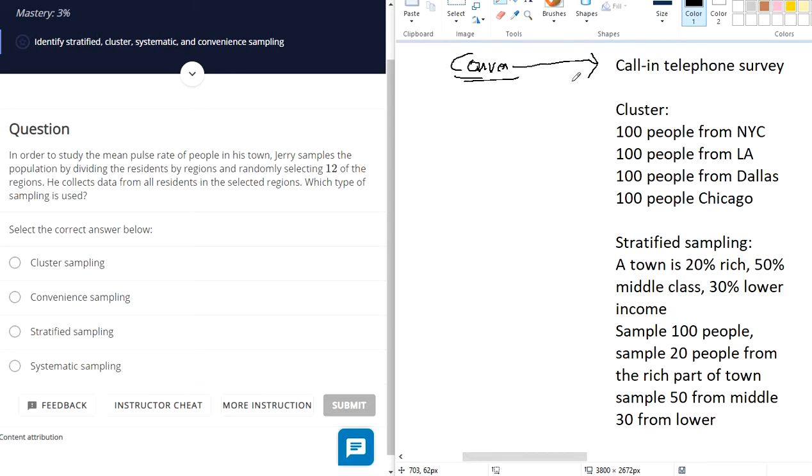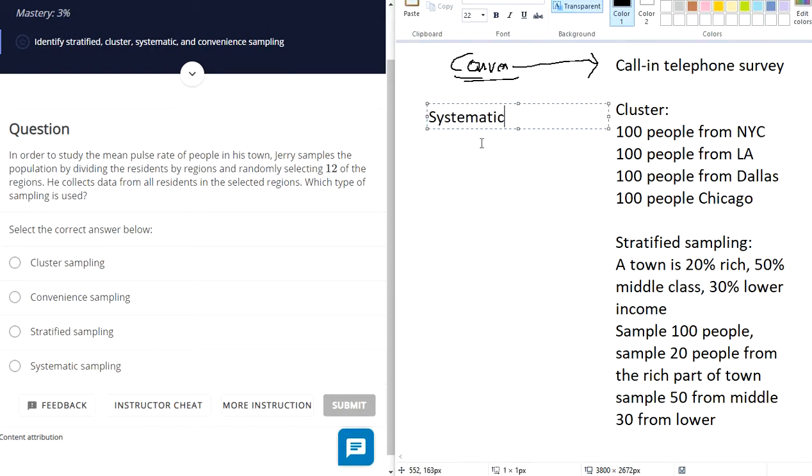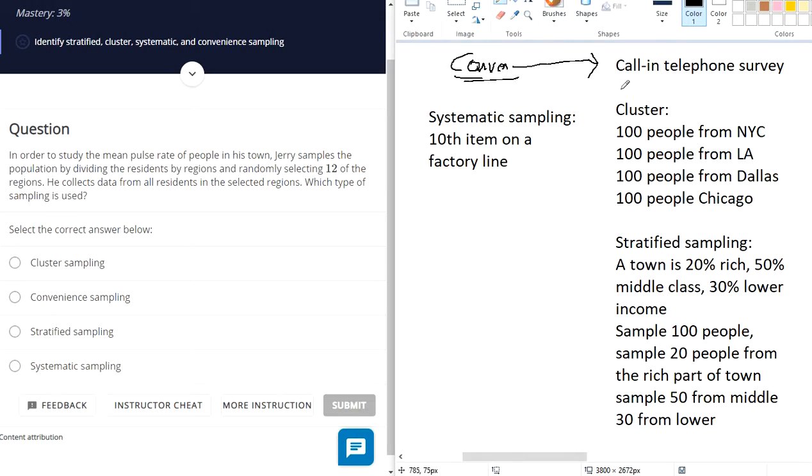Let's do systematic sampling next. Systematic sampling would be every 10th item on a factory line. You pick every 10th item. You've got a system to picking the items.